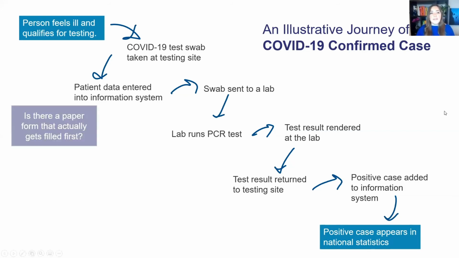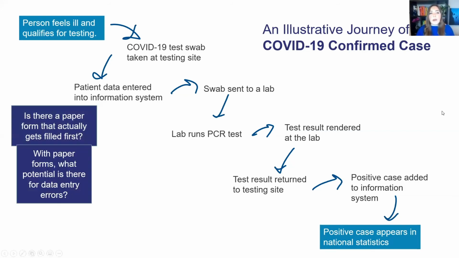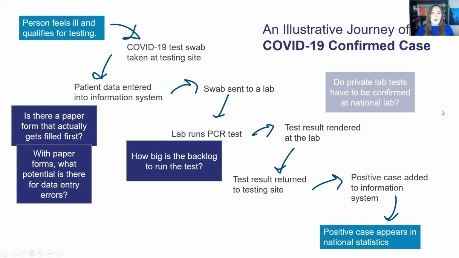There are all these different things that could happen, right? Are there paper forms? Are there data entry errors? How big is the backlog to run the test? Has it changed over time?